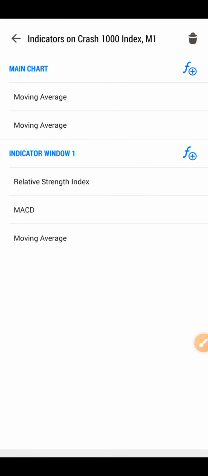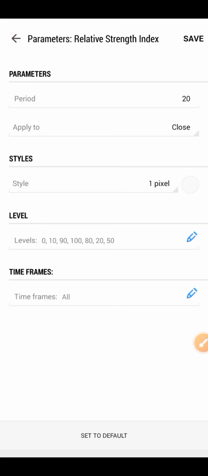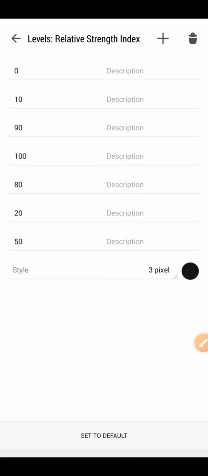Now let's go to the indicator window. The first indicator on the indicator window is RSI, relative strength index. In this place, all the parameters you need are under the levels. You don't need any other thing. Just come to the levels, then add all these levels to your chart: 0, 10, 20, 50, 80, 90, 100. Those are the levels you can see on the screen here. Just screenshot it. You can add it later.